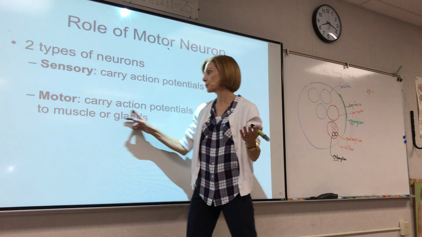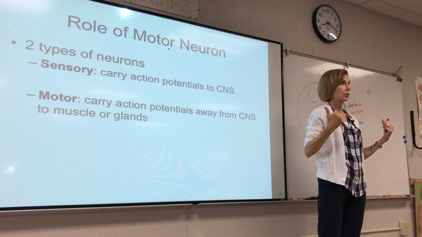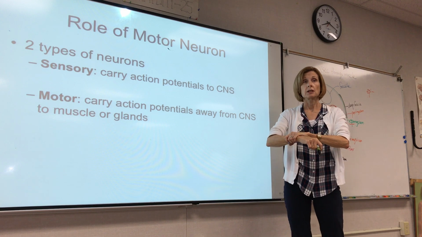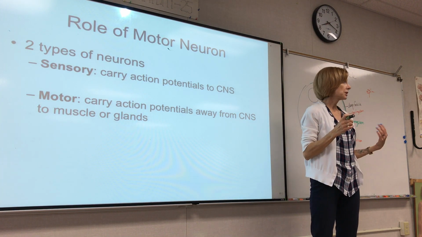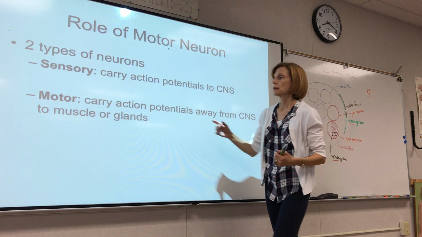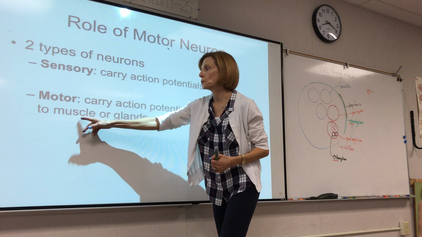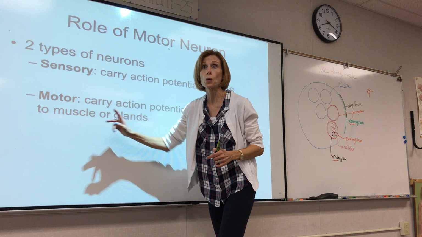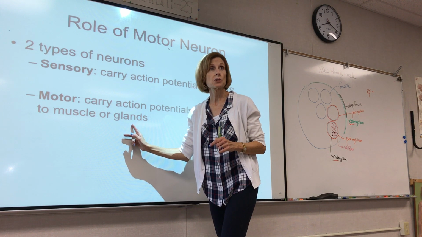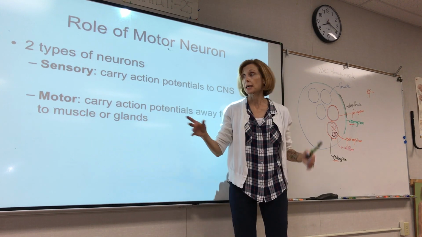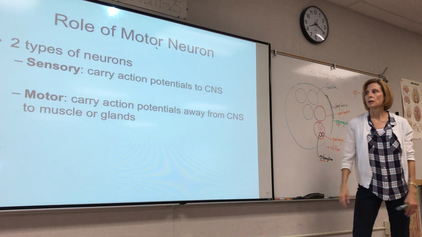Okay, motor neurons are the opposite. They're going to carry the action potential away from the CNS, away from the brain and the cord, out to our muscles, okay, telling the muscle to contract. The actual definition of a motor neuron is a neuron that carries the action potentials away from the CNS to either muscle, tissue, or glands. Okay, we're not talking about glands right now, but I wanted to include this just because this is the actual definition of a motor neuron.